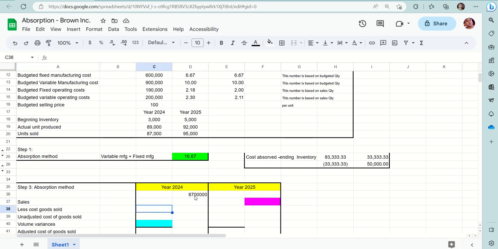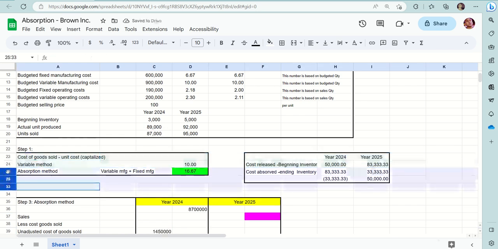In the second line you can see sales minus cost of goods sold. With absorption costing, we first find out the unadjusted cost of goods sold. And how do you do that? We multiply the unit cost under the absorption method by the units sold right there. So we multiply 87,000 by the unit cost.